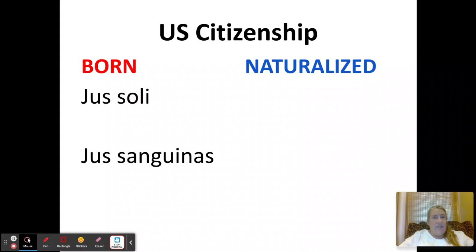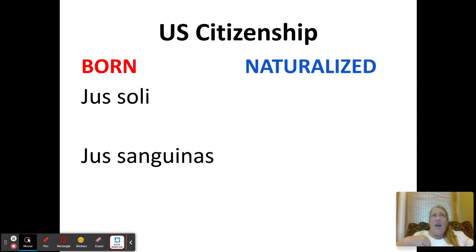The other way to be born a U.S. citizen is jus soli, and not all countries have jus soli. Jus means by the, soli means soil. So if you are born on United States soil or a territory of the United States, then you are an automatic U.S. citizen. So you can be born a U.S. citizen if you are born by the blood or if you are born by the soil.